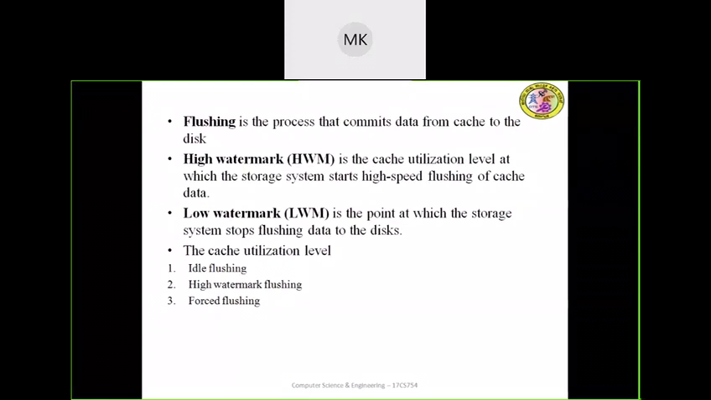Flushing is the process that commits data from the cache to the disk. The High Watermark (HWM) is the cache utilization level at which the storage system starts high-speed flushing of cache data. The Low Watermark (LWM) is the point at which the storage system stops flushing data to the disk. The cache utilization level: idle flushing, high watermark flushing, forced flushing.